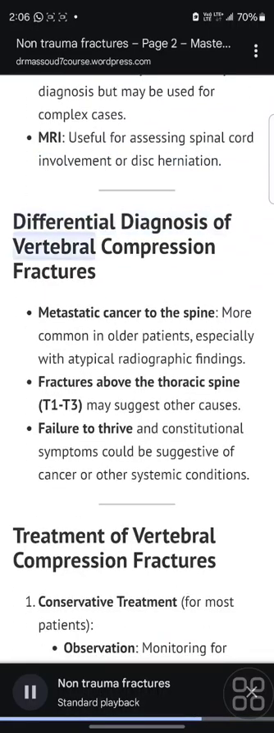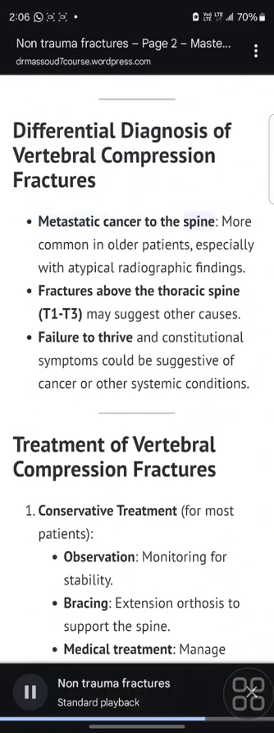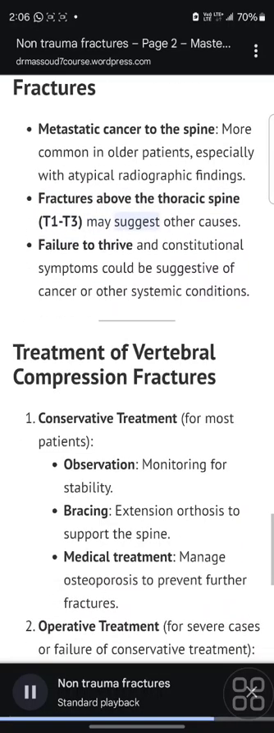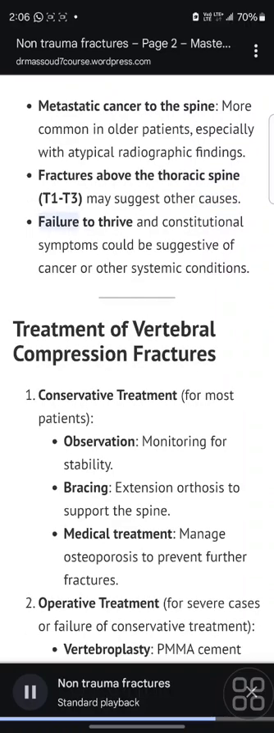Differential diagnosis of vertebral compression fractures. Metastatic cancer to the spine. More common in older patients, especially with atypical radiographic findings. Fractures above the thoracic spine, T1, T3, may suggest other causes. Failure to thrive and constitutional symptoms could be suggestive of cancer or other systemic conditions.